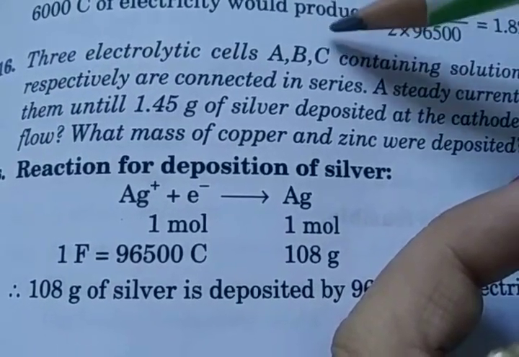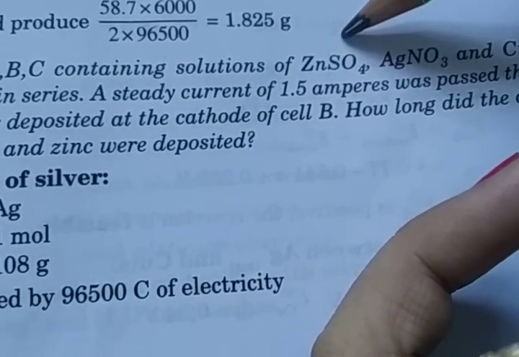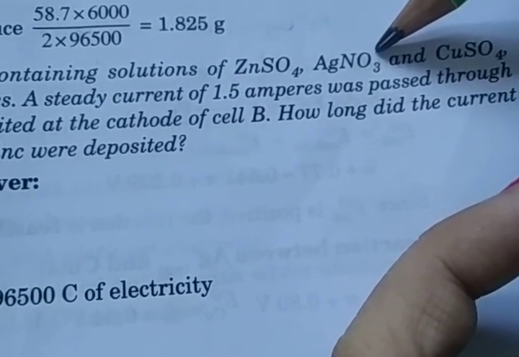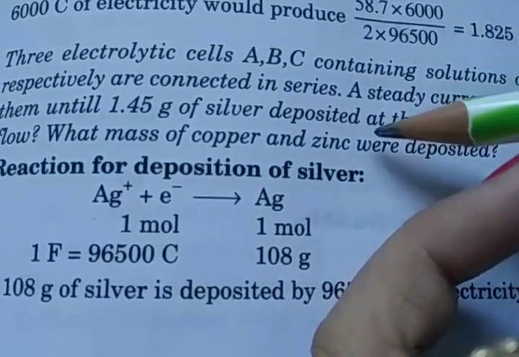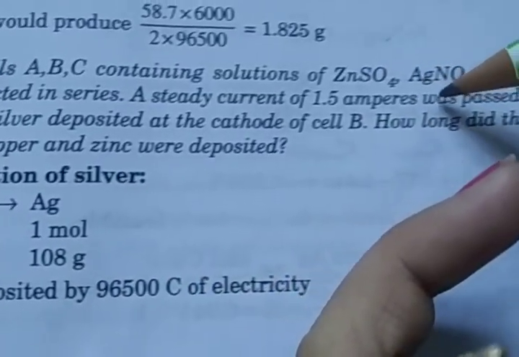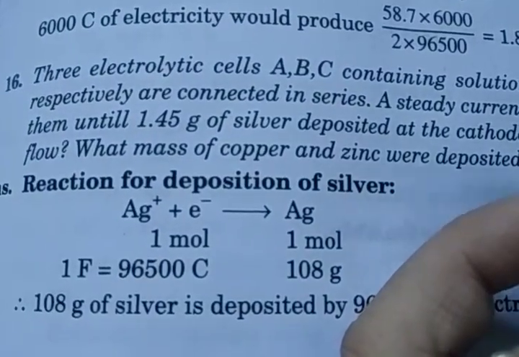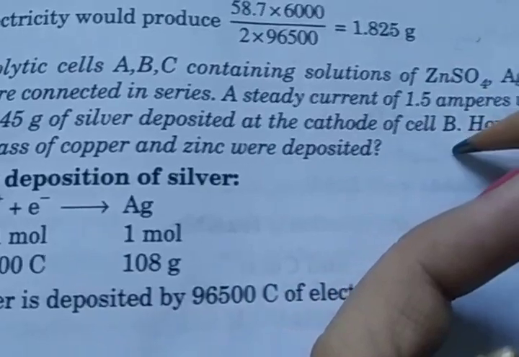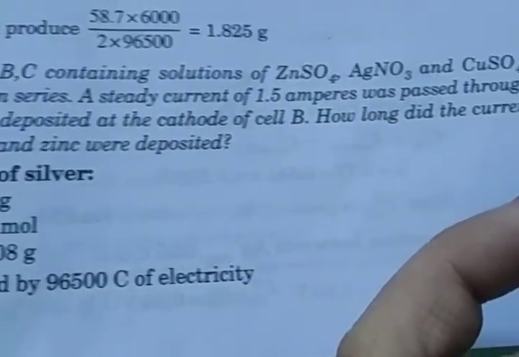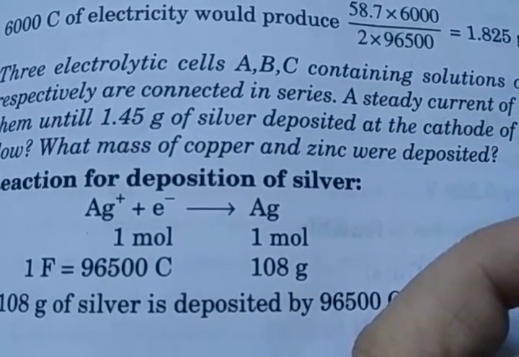Next, question number 16. Three electrolytic cells A, B, C containing solutions of zinc sulfate, silver nitrate AgNO3, and copper sulfate CuSO4 respectively are connected in series. A steady current of 1.5 ampere was passed through them until 1.45 gram of silver was deposited at the cathode of cell B. How long did the current flow, and what mass of copper and zinc were deposited?